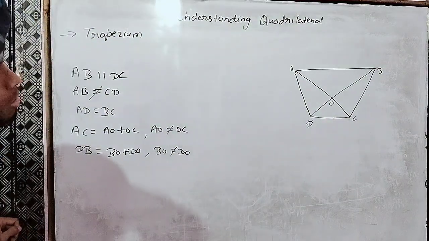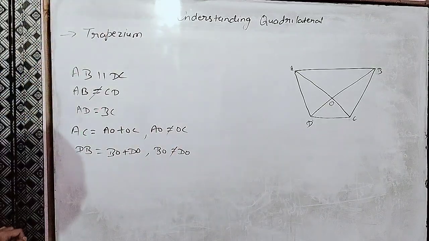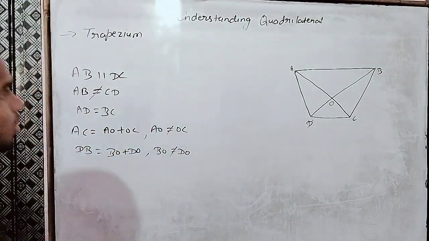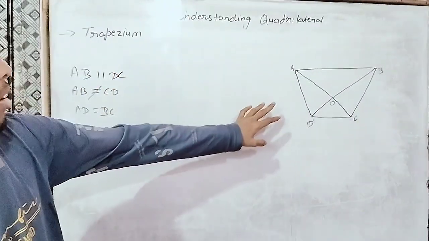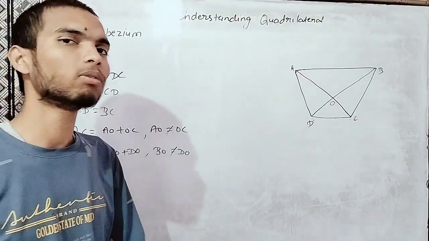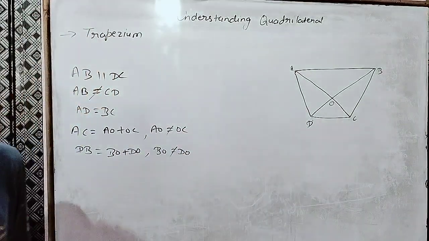If we talk about angles, then they could be obtuse or acute. So the difference is that a trapezium quadrilateral will have only one pair of parallel lines. This is the difference.